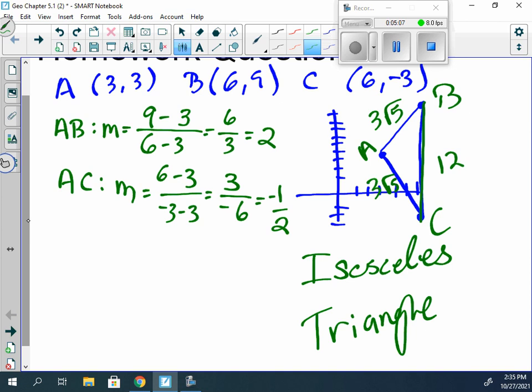Well, 2 and negative 1/2 are opposite reciprocals of each other. So this would be a right isosceles triangle or isosceles right triangle. So it would be a right triangle.